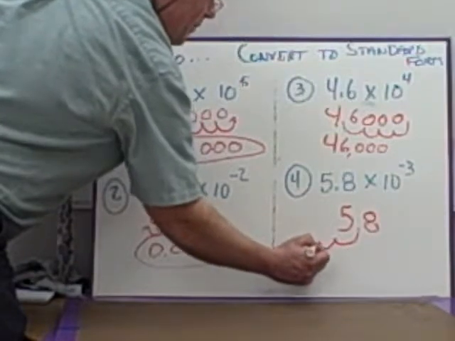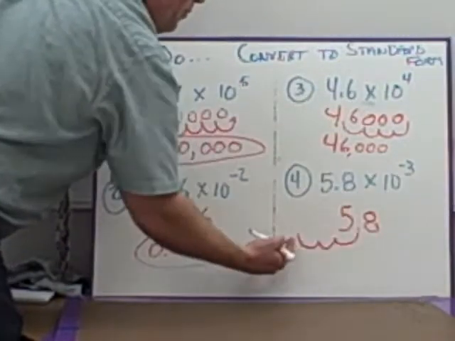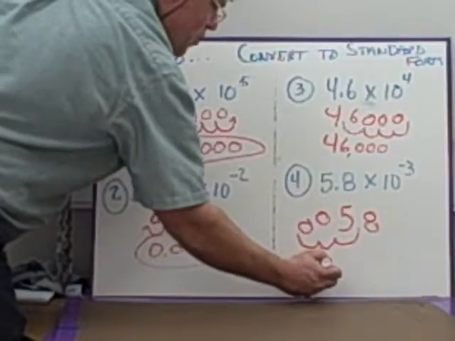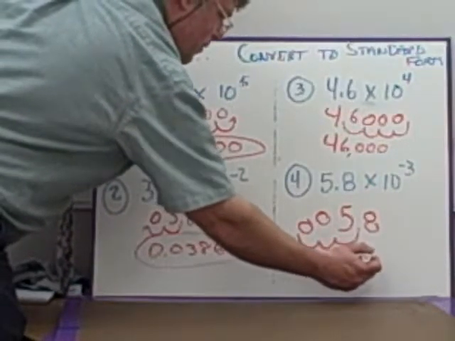Here I have 5.8. I'll be moving 3 place values because it's a negative 3, 3 place values to the left. I end up getting 2 other zeros in here, so I have 0.0058.